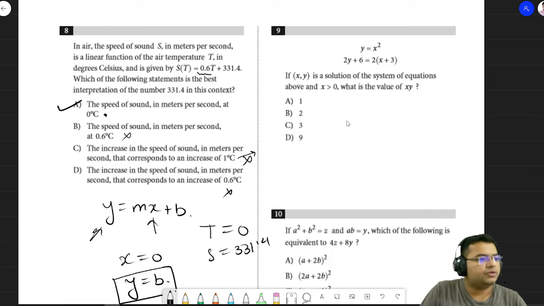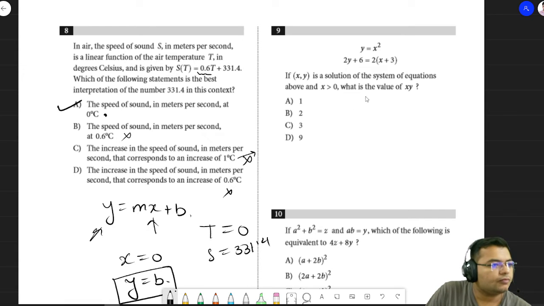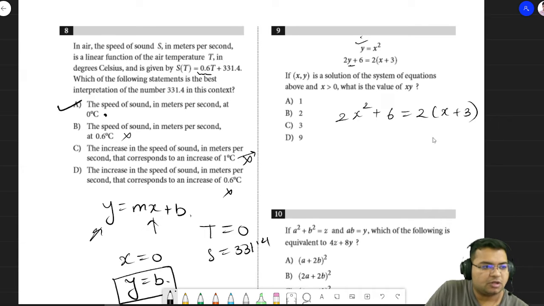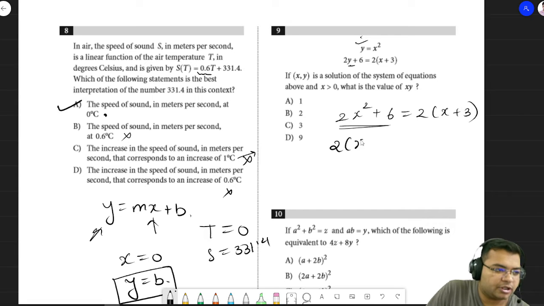What we can do here is substitute the value of y with x square. So I'll get 2x square plus 6 equals 2 times x plus 3. Now from the LHS, that is the left hand side, I can take a 2 out, which is common, and I'll get x square plus 3 equals 2 times x plus 3.